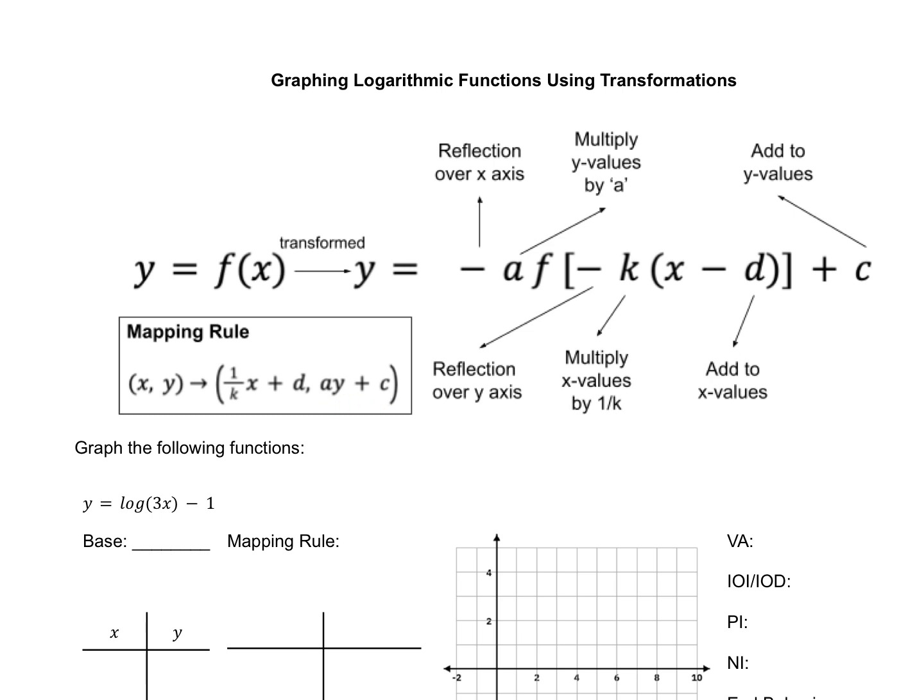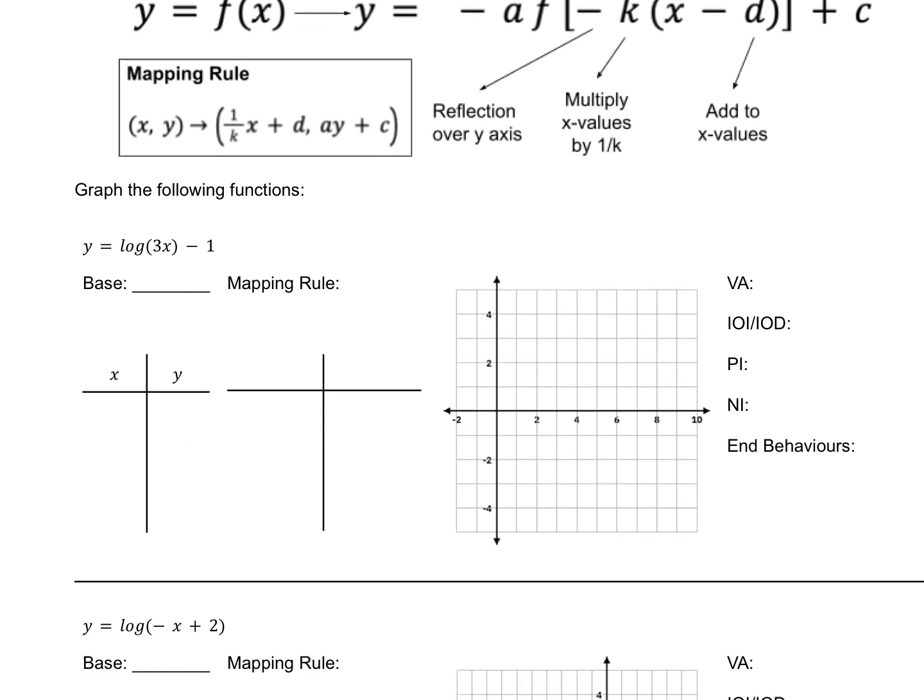Then for the y's, I multiply my y's by a, because whatever you see for a, that's what we multiply y values by. And then we add c for that vertical shift, that up, down. Now this mapping rule is going to apply to every type of function we've seen that is being transformed. So you're more than welcome to use this mapping rule from now on. But we've never graphed log functions before, so let's get started.